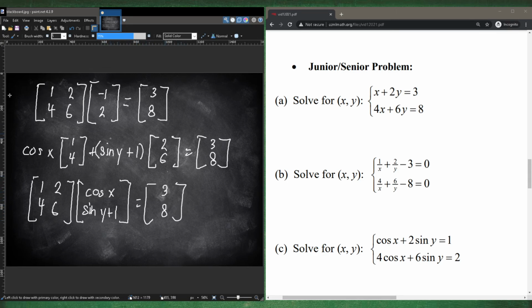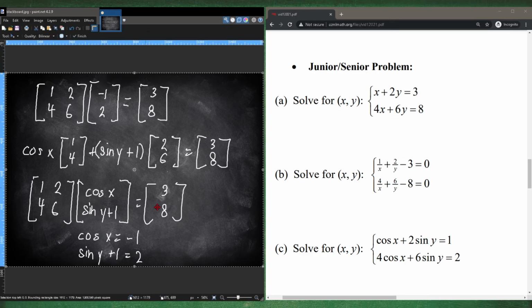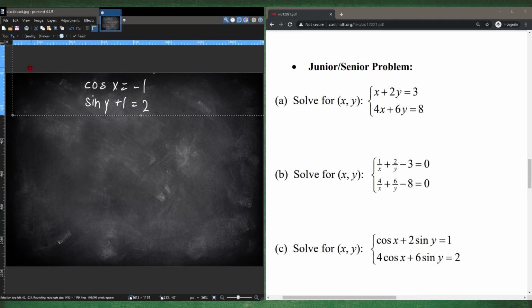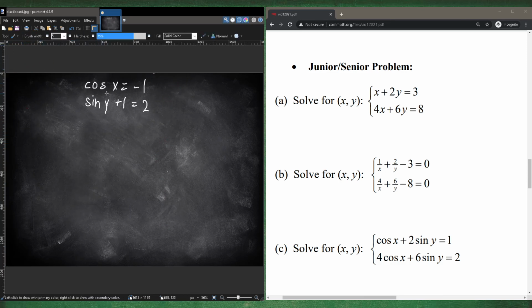So that means cosine of x is equal to -1, and sine of y plus 1, trying to show that the y is not adding by 1 by the equation, equals 2. And now all we have to do is just solve this. So that's pretty simple. Cosine of x equals -1 is when it's at pi, so at pi radians.